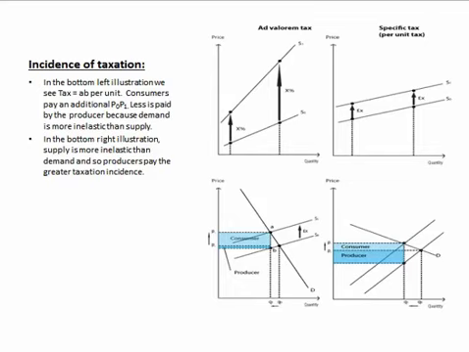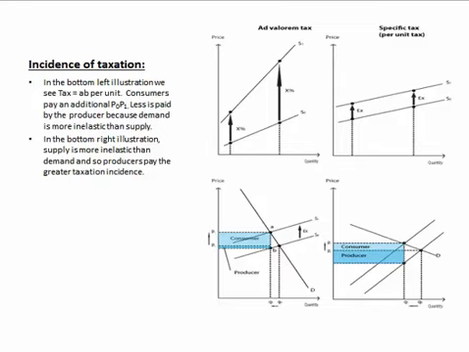Here, if you look at the top left-hand corner of the illustration, you see an ad valorem tax. In the top right-hand corner, we see a specific tax. And below that, we see the producer and consumer incidence of taxation. In the bottom left illustration, we see the tax AB per unit. Consumers pay an additional P0, P1. Less is paid by the producer because demand is more inelastic than supply. In the bottom right illustration, supply is more inelastic than demand, and so producers pay the greater incidence of taxation.